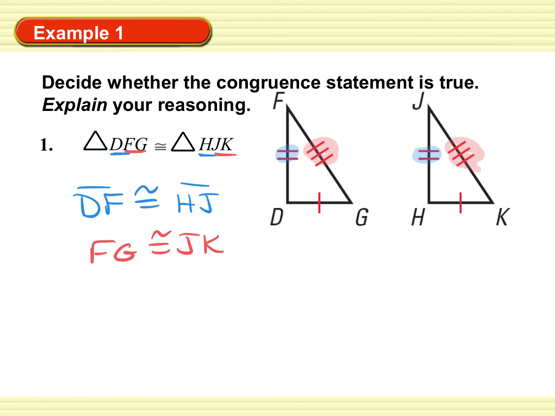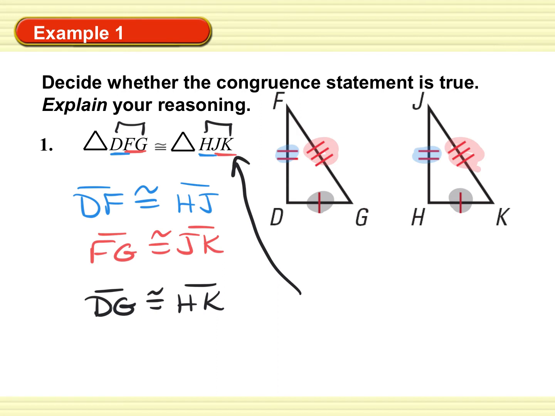And then let me go and look at the last one. And that's going to be the first and the last letter. So DG and HK. And if you look at the picture, DG has the single mark, and so does HK. So these are congruent sides. So because all three sides are congruent in one triangle to all three sides in another triangle, the statement that they gave me is true, and what I used was side, side, side.